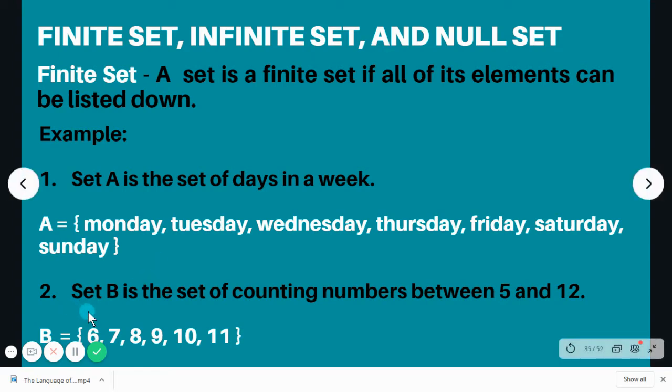Another example, set B is the set of counting numbers between 5 and 12. So what are the numbers between 5 and 12? So set B is equal to 6, 7, 8, 9, 10, 11. So naibigay mo lahat ng elements, lahat ng members ng set na yun, kaya set B is considered a finite set.